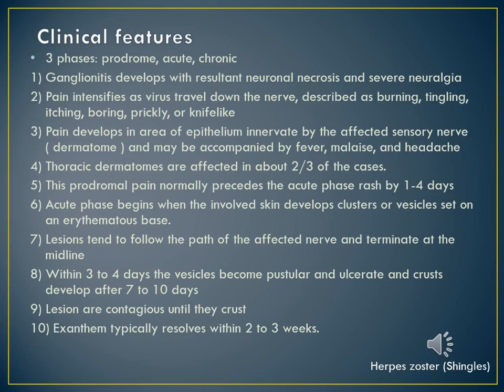Acute phase begins when the involved skin develops clusters of vesicles set on an erythematous base. Lesions tend to follow the path of the affected nerve and terminate at the midline. Within 3 to 4 days, the vesicles become pustular and ulcerate, and crust develop after 7 to 10 days. The lesions are contagious until they crust. Exanthem typically resolves within 2 to 3 weeks.